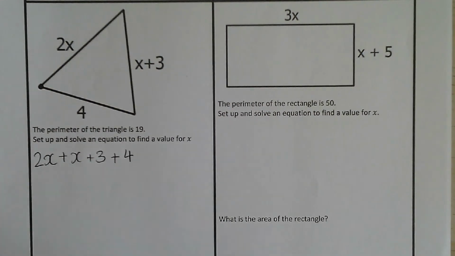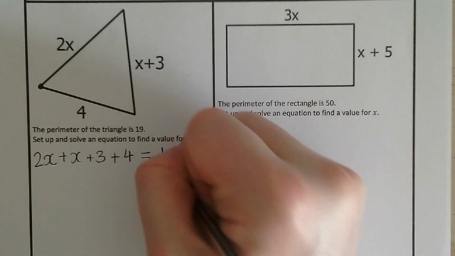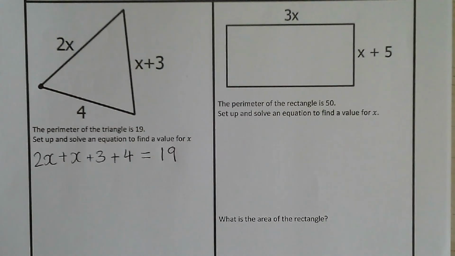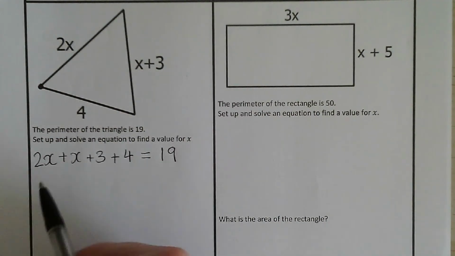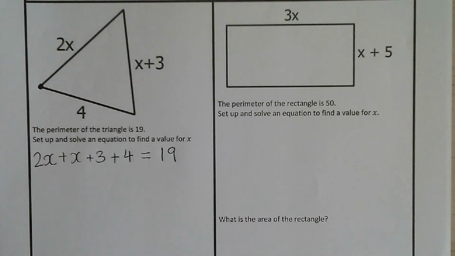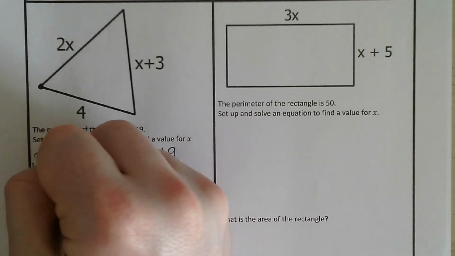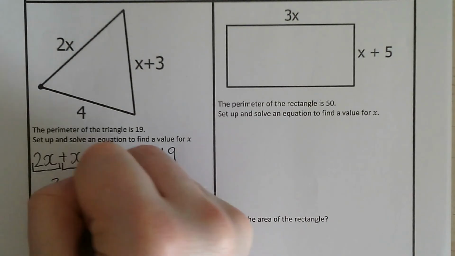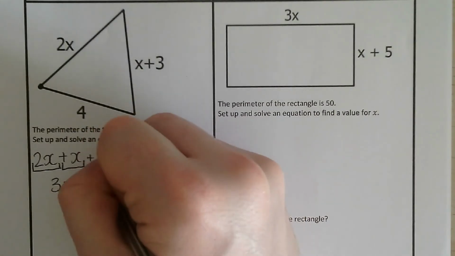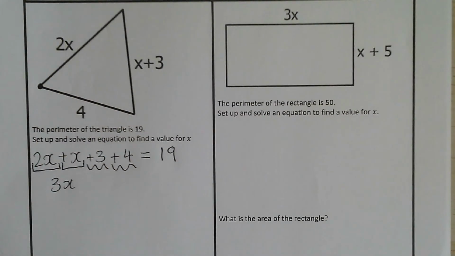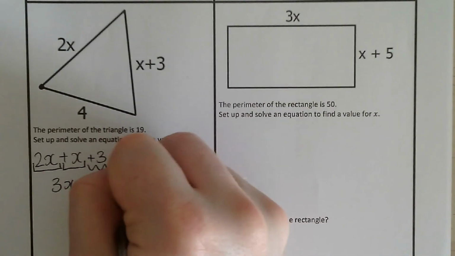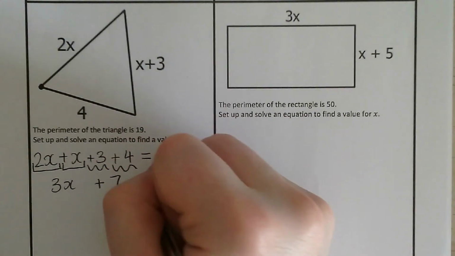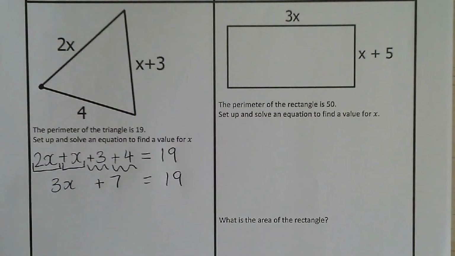This must be equal to the perimeter because we've gone around the whole outside of the shape, and we're told that the perimeter is 19, so we can have equals 19. I now need to collect like terms on this left hand side of the equation. 2x and add x are like terms, so that's going to give me 3x, and plus 3 and plus 4 are like terms, so that's going to give me plus 7. The equals and 19 will drop down.